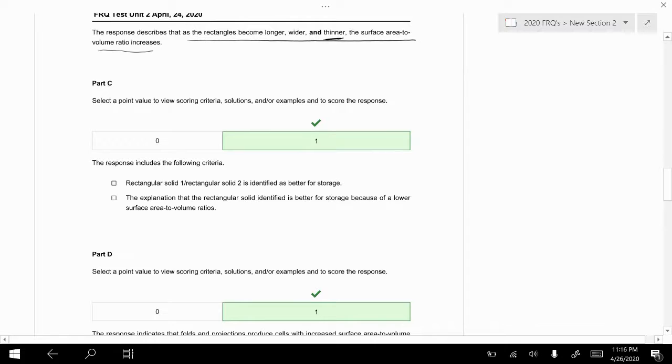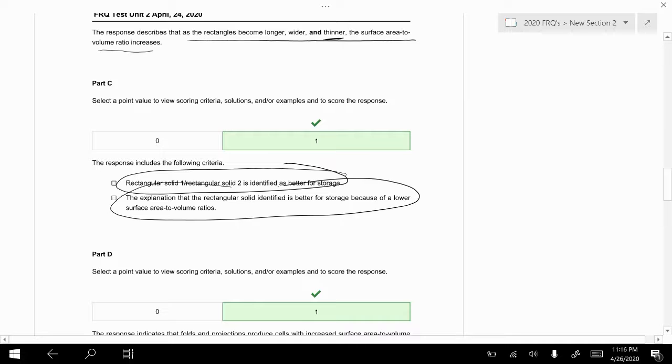Rectangular solid 1 and 2 are better for storage. All right, so we said that. The explanation is that the rectangular solid identifies better for storage because of lower surface area to volume ratios. We said that. I did go into the metabolism, but it doesn't seem like that's needed. I don't know why, because it asked that. So I do want you guys to do whatever it asks.